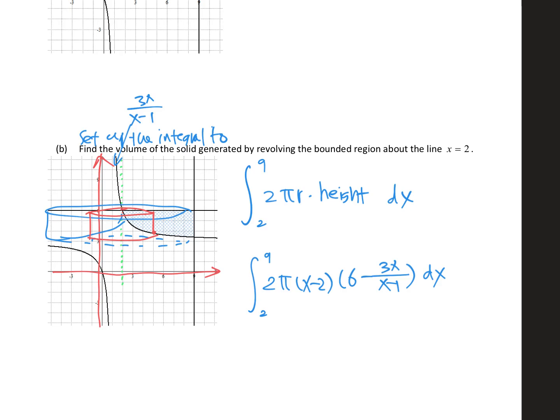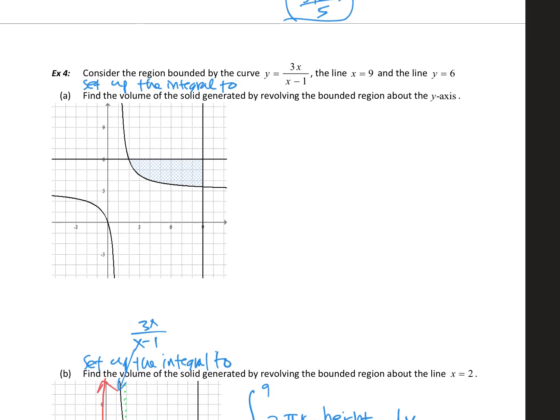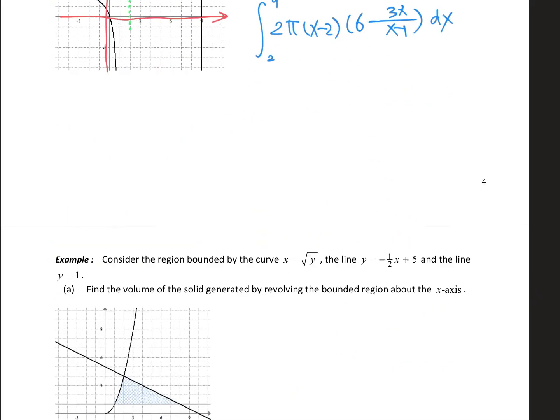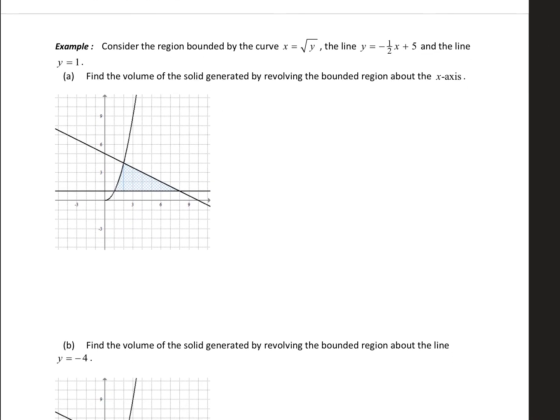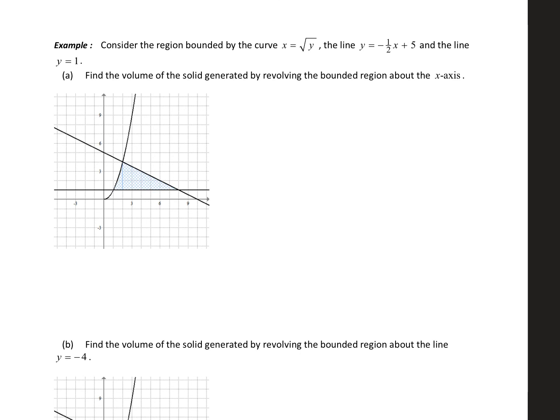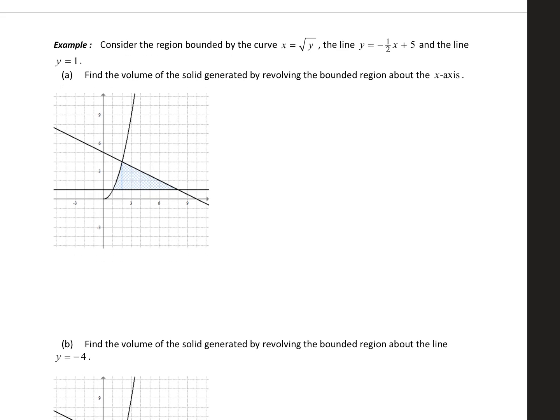I'm going to have you finish the rest of it. Again, for this one, you can set up in example 5. I'm going to also have you set up. But this one is actually, you can find the integral. So the last example, I'm going to have you finish the whole thing, okay? And that's it.